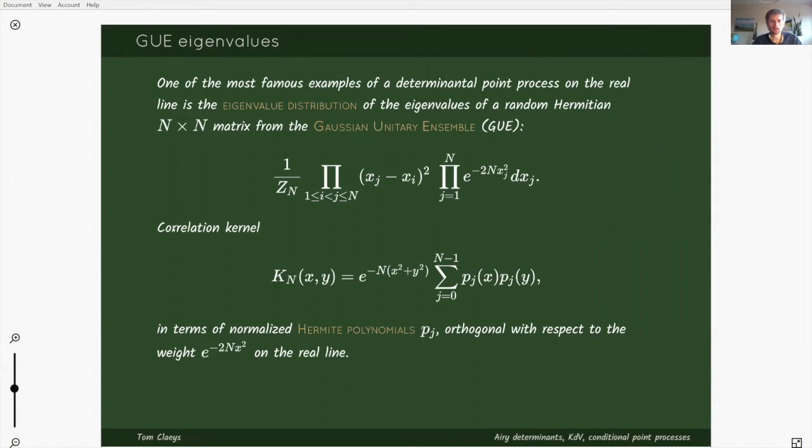For this distribution, it's well known that the correlation kernel is actually the Christoffel-Darboux kernel for the normalized Hermite polynomials. These p_j here are the normalized Hermite polynomials. You can also, if you prefer, write this by using the Christoffel-Darboux identity in terms of the polynomials p_n and p_{n-1} only.